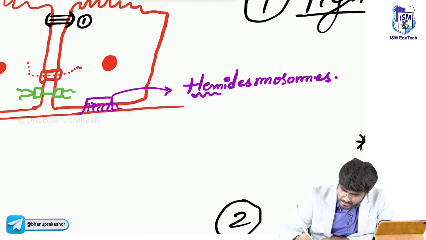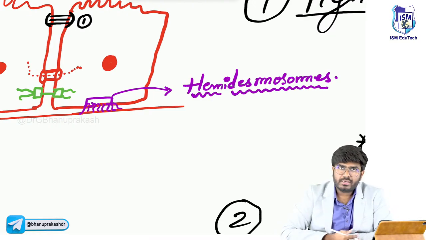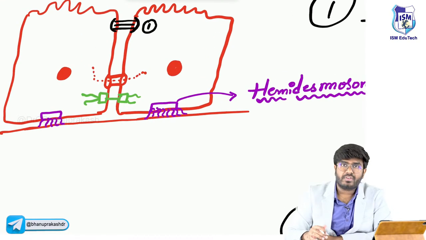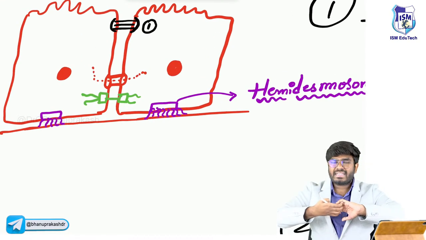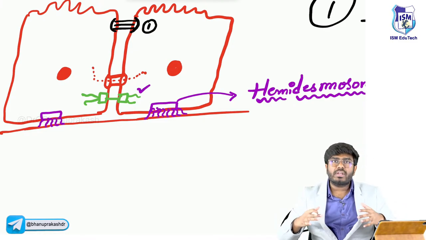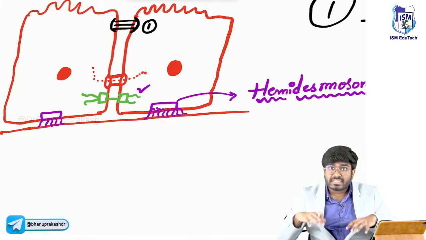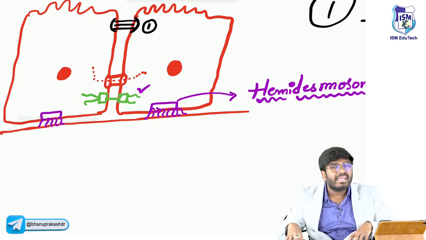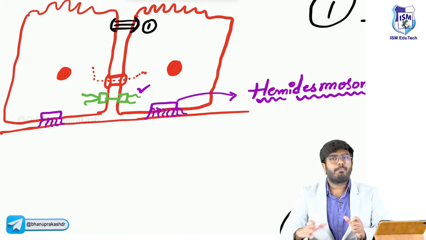These are called hemidesmosomes, highly integrated, as you will see in dermatology. Desmosomal proteins are different. Desmosomal proteins help in attaching one cell with the other. Hemidesmosomes are the proteins which are involved in binding the cells with the basement membrane.